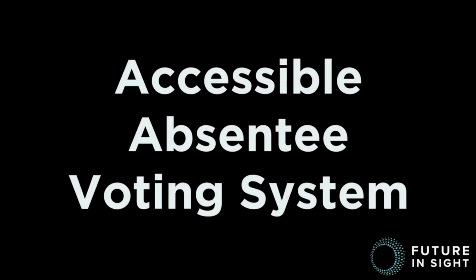New Hampshire's Accessible Electronic Absentee Voting System makes absentee voting accessible to persons with a print disability who will not be able to or who do not wish to cast their vote in person at a polling station. What is a print disability?